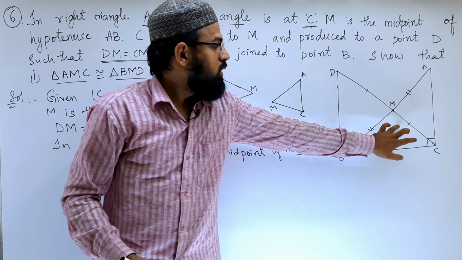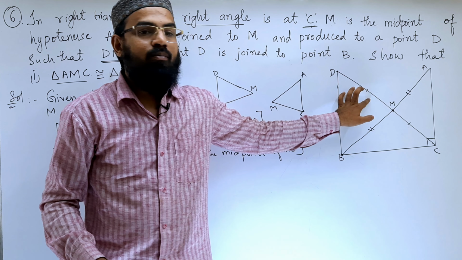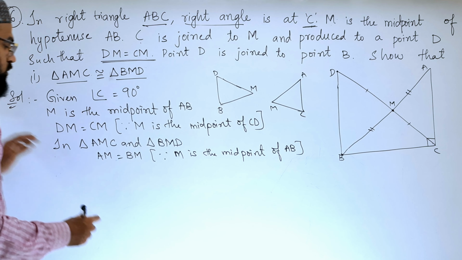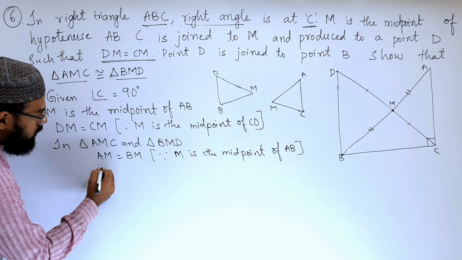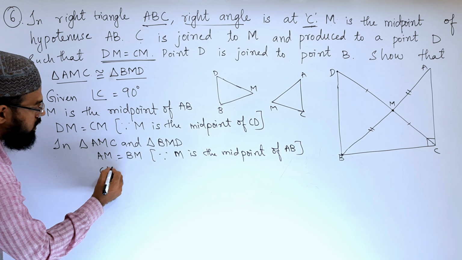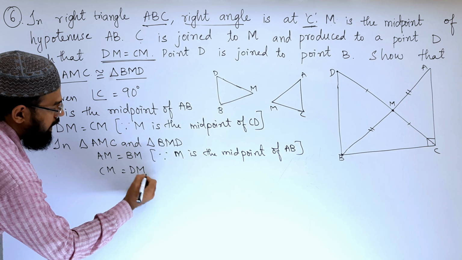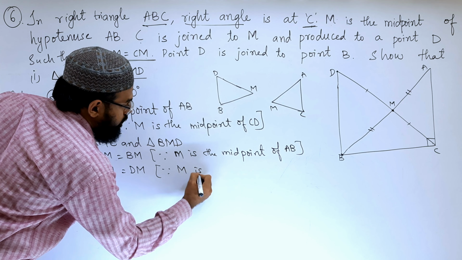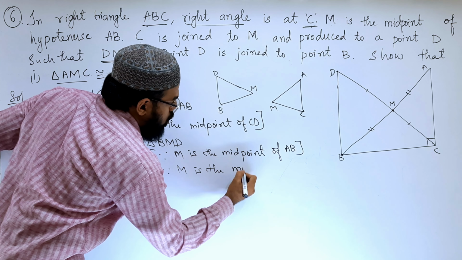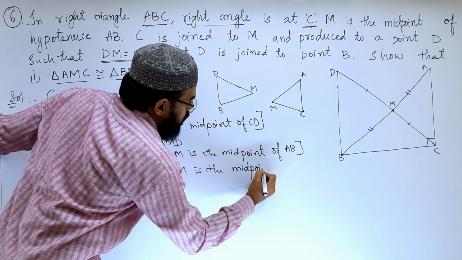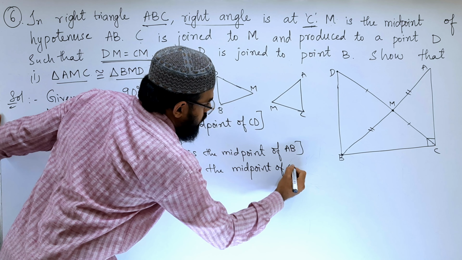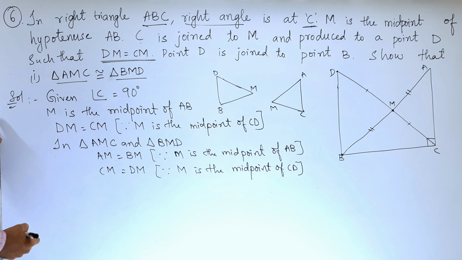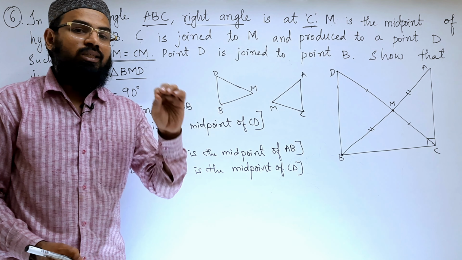Next, they said that CM and DM both are equal. So this will be our second point. So CM is equal to DM. Why? Because again M is the midpoint of CD.